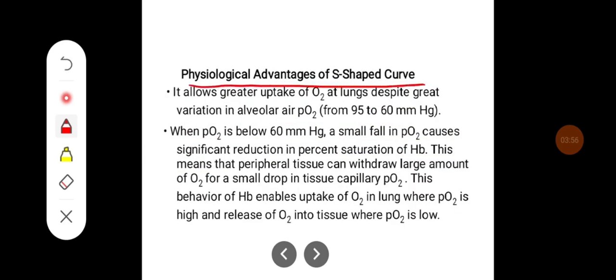Physiological advantages of the S-shaped curve. It allows greater uptake of oxygen at the lungs despite great variation in the alveolar PO2, that is from 95 to 60 mmHg.